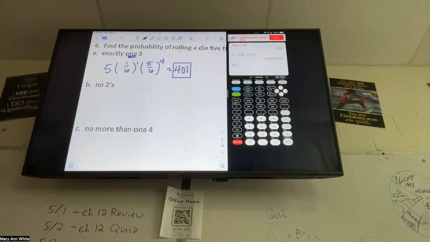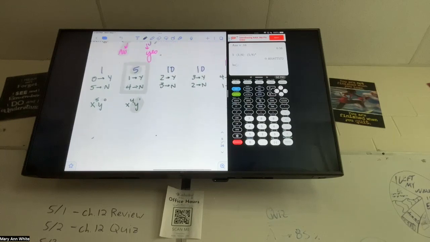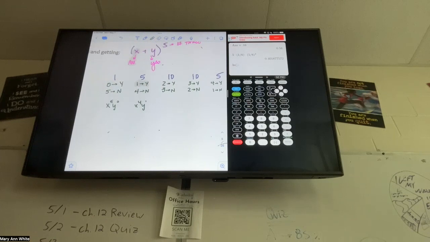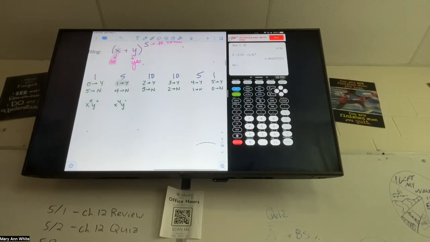It says, now we want to get 0 2s. We want to get no 2s. That means instead of looking at the situation where I got 1 yes, I want to look at where I get no yeses. So which one is that? It's the first one, right? I have 0 yeses right here in this first one.